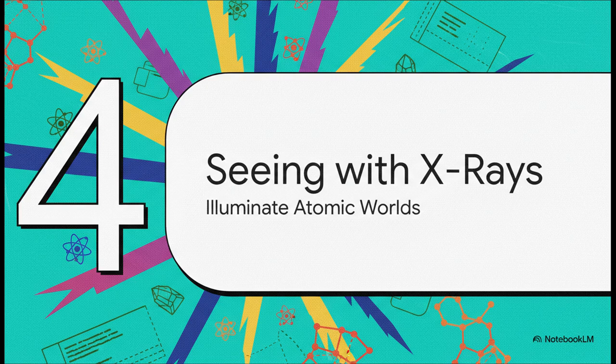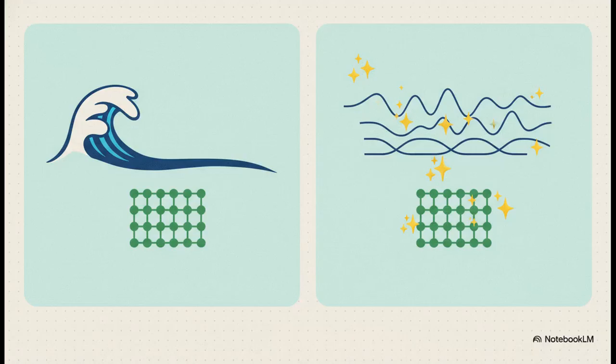So we have the theory, we have the blueprints, we even have an address system, but this is all just on paper, right? How do we prove any of it is real? How do we actually see this invisible atomic architecture? Well, for that, you need a very special kind of light. You definitely can't use a normal microscope.